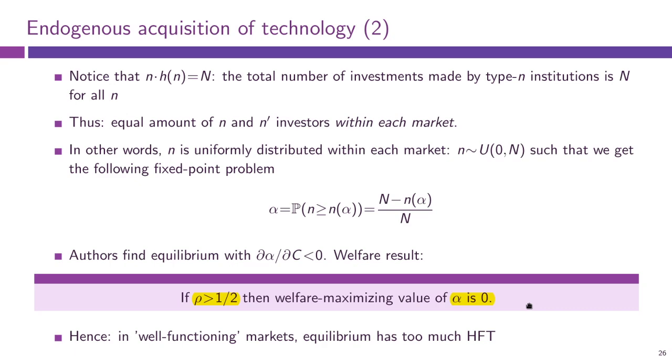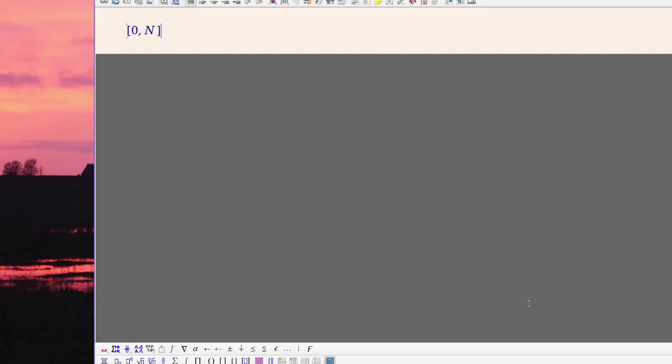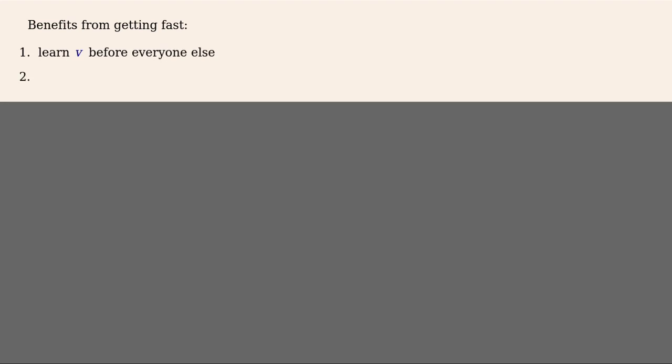Right, so if we go back and recall, there were two benefits from getting fast. One thing is you get to learn V before everyone else. And secondly, you get more trading opportunities. So you find a trading opportunity for sure rather than with probability rho.